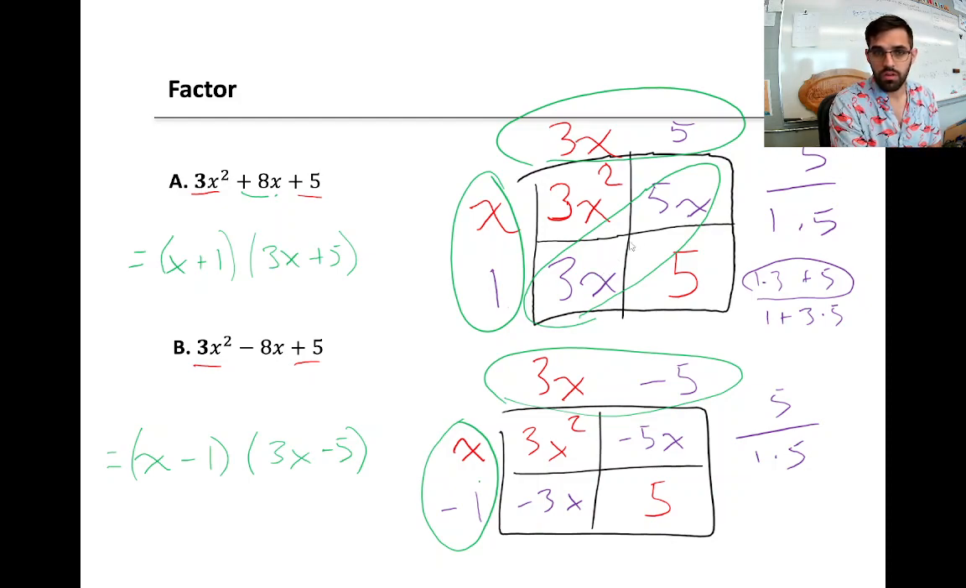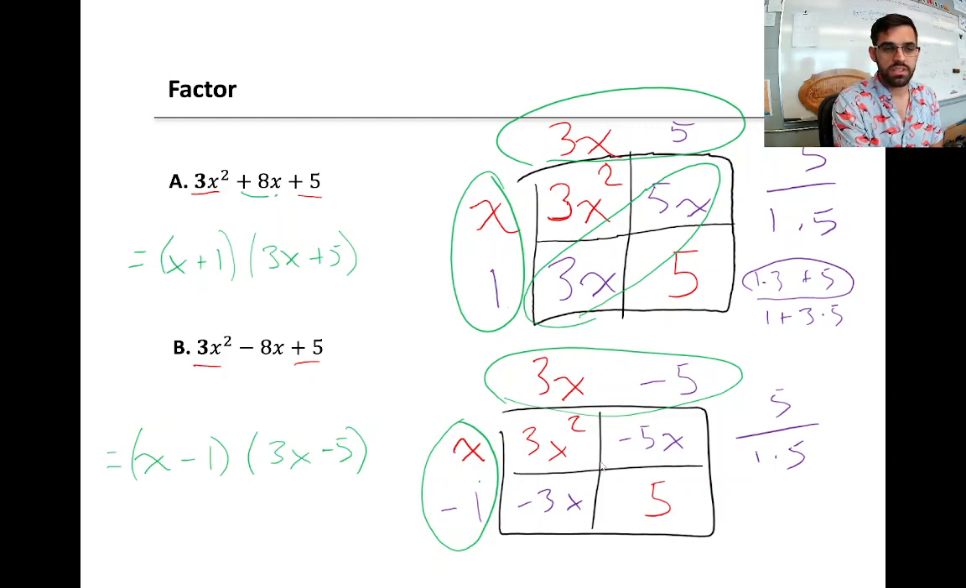And so remember, it's the x terms inside the box that have to add up to be the middle term, the 8x. If I put a 5 where the 1 is and a 1 where the 5 is, you'd be saying 5 times 3x. That would be 15x instead of 3x. 15x is way too big to get 8. So it does matter a little bit more.